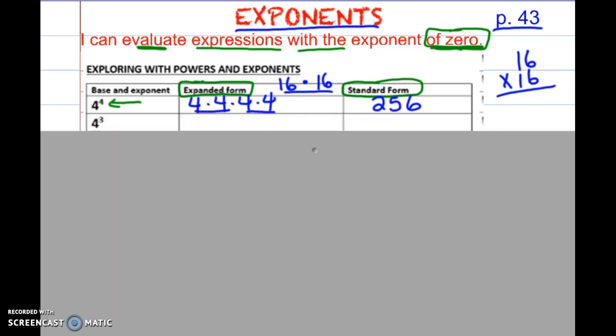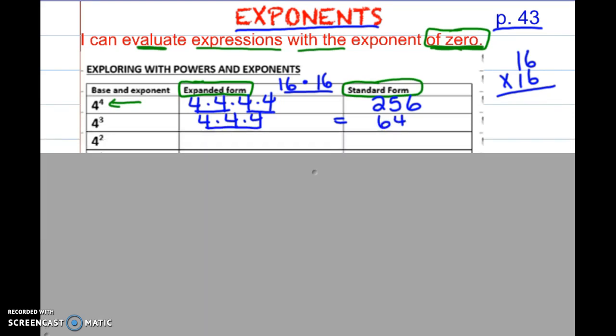Okay, now let's go to the next row, which is 4 to the 3rd power, or 4 cubed. Make sure you're saying that, 4 cubed. When you have an exponent of 3, you can also say cubed. This tells me to take my base of 4 and multiply it by itself 3 times. So if you will pause your video and do the math and write your standard form there. You should have gotten 64 for the standard form. If not, go back and check your multiplication.